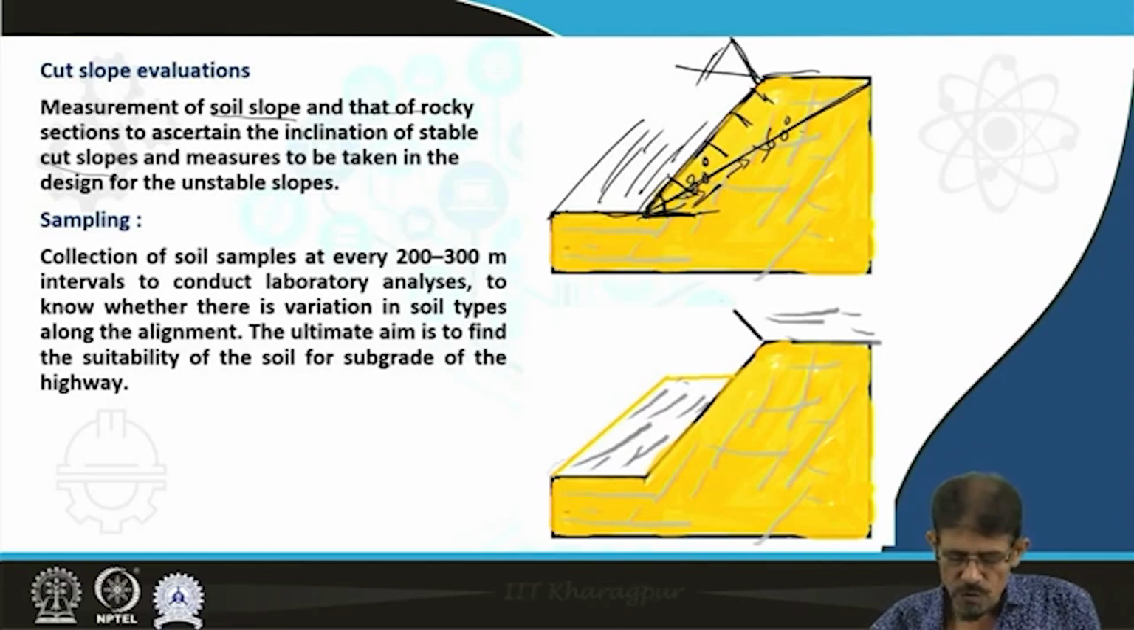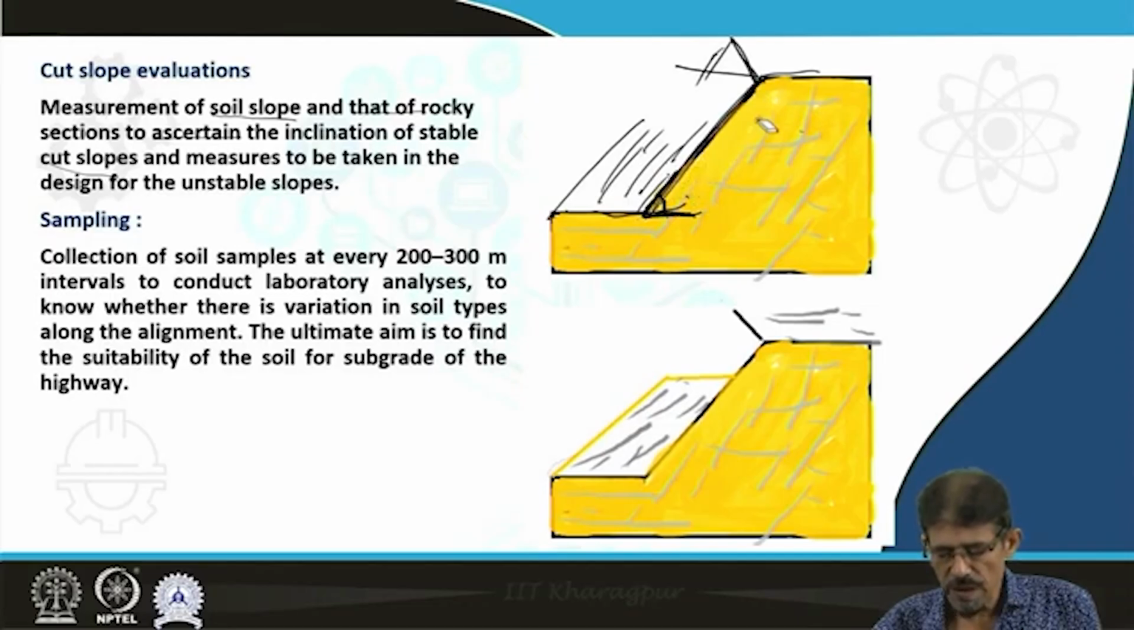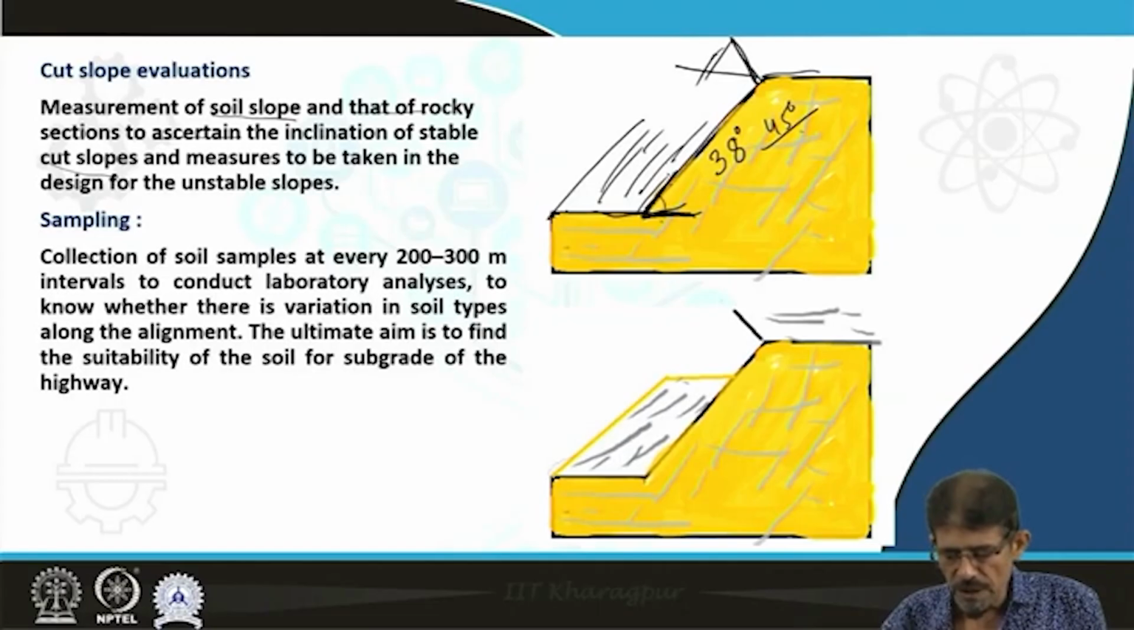Therefore, we try to put the maximum angle at which the slope can be stabilized. Nowadays, with some precautions, we are even taking angles up to 30 degrees, because 45 degrees is a natural slide angle. So we generally prefer to make the inclination less than 45 degrees. 38-40 degrees is sufficient when we are going to install some support system.